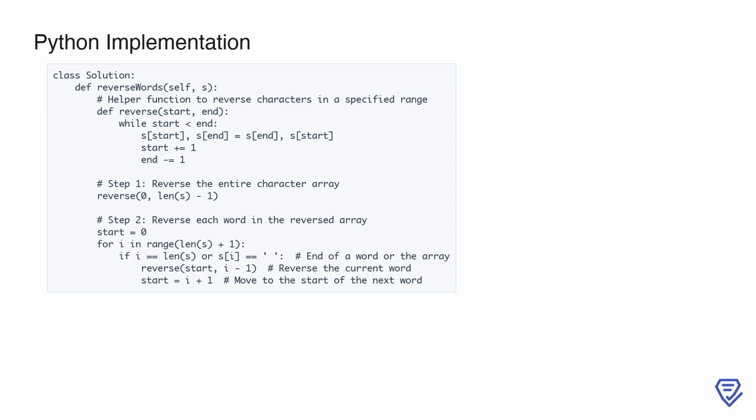By traversing the array, the program identifies word boundaries either when encountering a space or reaching the end of the array. Each word is reversed in place using the reverse function, restoring the correct order of characters in that word. The start pointer is updated to the beginning of the next word after each reversal. This approach has a time complexity of O(n), where n is the length of the array, because each character is processed a constant number of times. The space complexity is O(1), since the reversal is done in place without additional storage. The implementation is efficient and adheres strictly to the problem constraints of in-place modification.